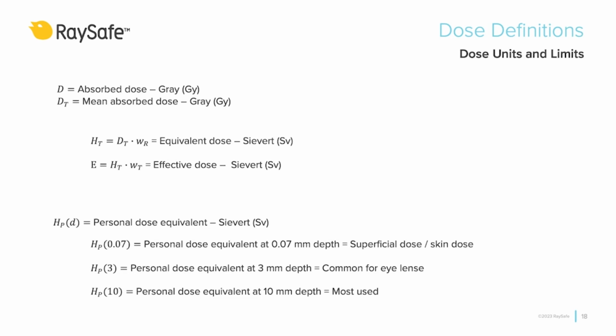For example, Hp 0.07 is the superficial or skin dose, and Hp 3 is usually used for the eyes, and Hp 10 is the most used dose unit. If I am using low energy photons, I would need to use a dosimeter that catches dose to the skin, since most photons will be absorbed in the skin. In that case, I should have a skin dosimeter, an Hp 0.07. If I work with higher energy photons, I need a dosimeter that catches dose penetrating further into the body.